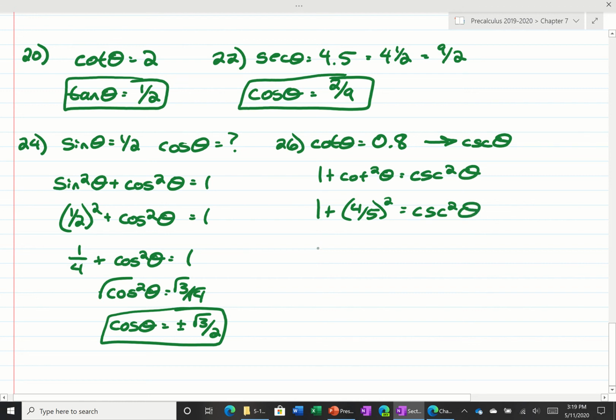16 over 25 plus 25 over 25 is 41 over 25. And if we go to take the square root of everything, we'd get that cosecant of theta is equal to the square root of 41 over 5. The plus or minus from taking the square root of something squared.